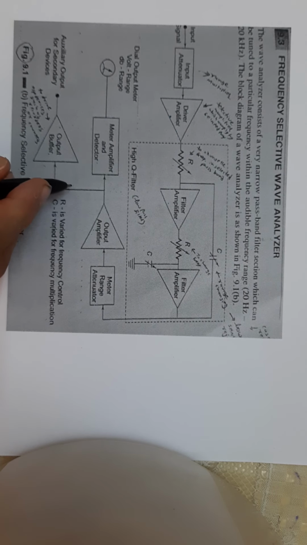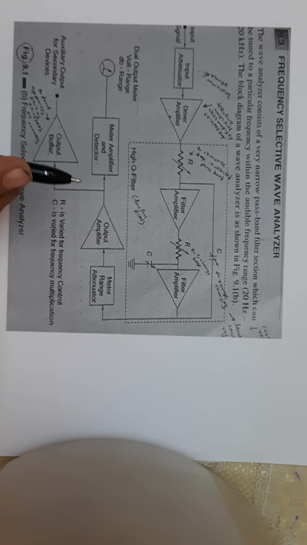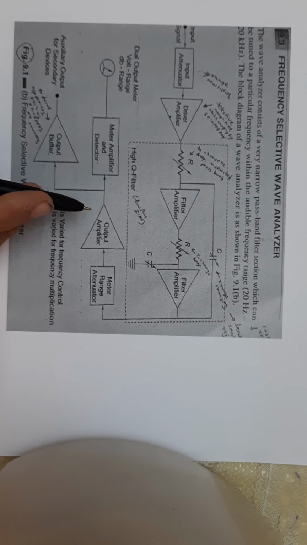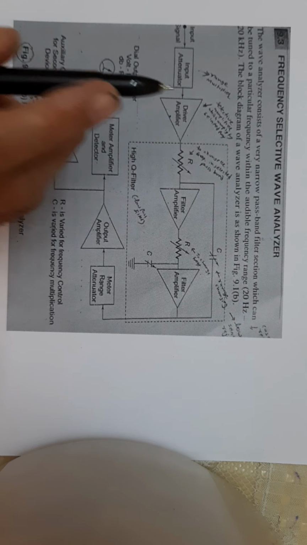I repeat, the wave analyzer consists of a very narrow passband filter section which can be tuned to a particular frequency within the audio frequency range. The complex signal to be analyzed is passed through an adjustable attenuator. This adjustable attenuator serves as a range multiplier and permits a large range of signal amplitudes to be analyzed without loading the amplifier.